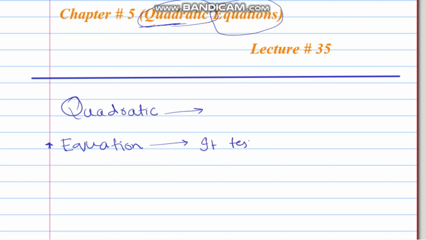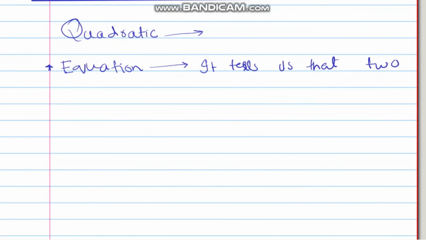It tells us that any two expressions. So basically, what is an expression? 4 is an expression, 4x is an expression, 4x plus y is an expression. These are all expressions, and an equation tells us whether these expressions are equal or not. Okay, let me write here: tells us about the two expressions are equal.